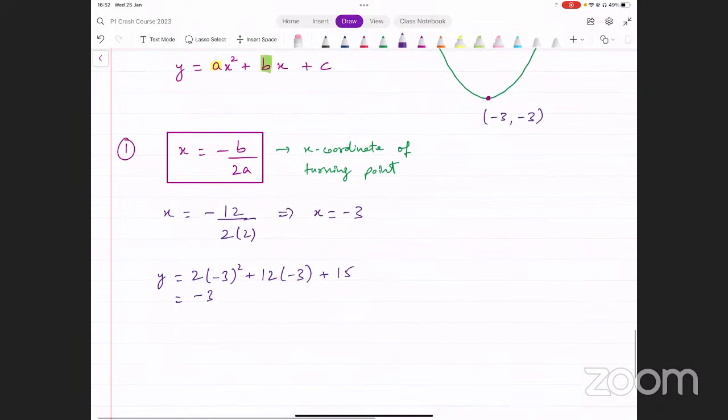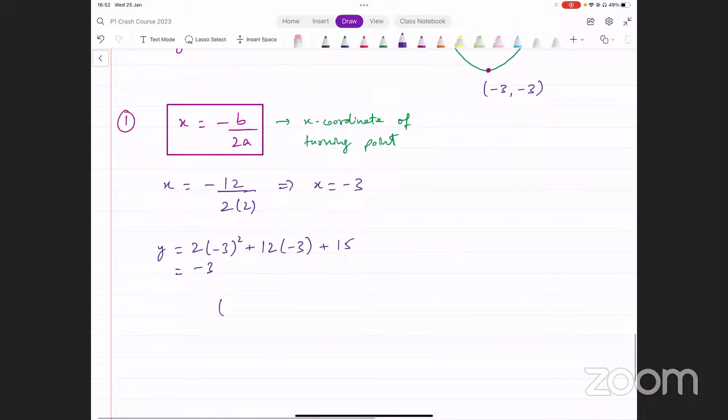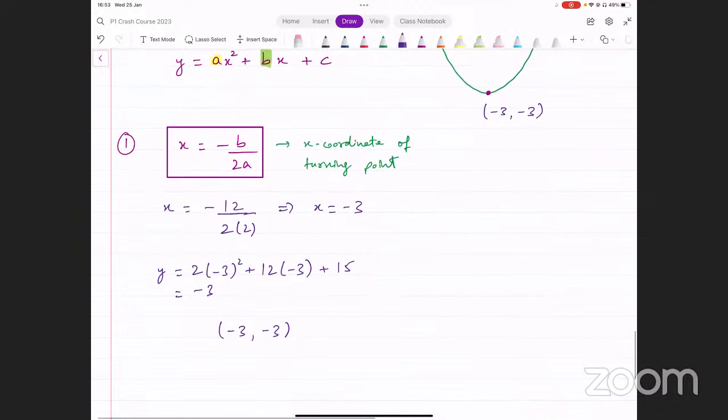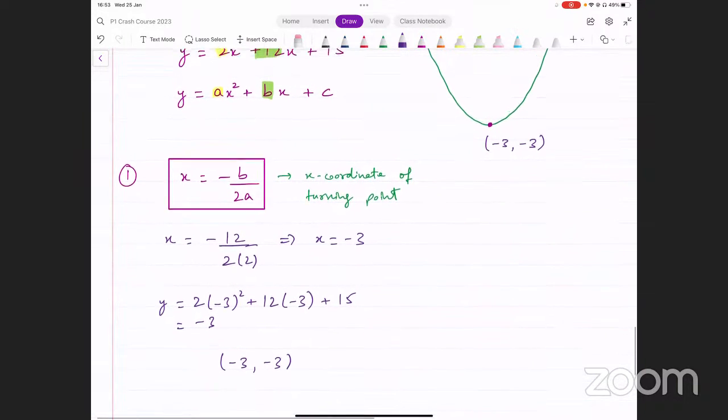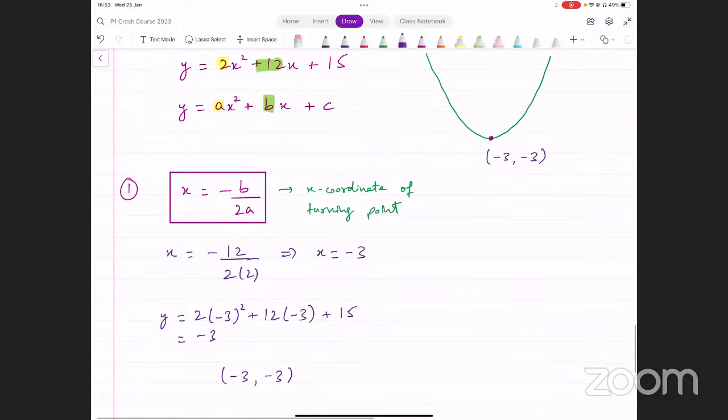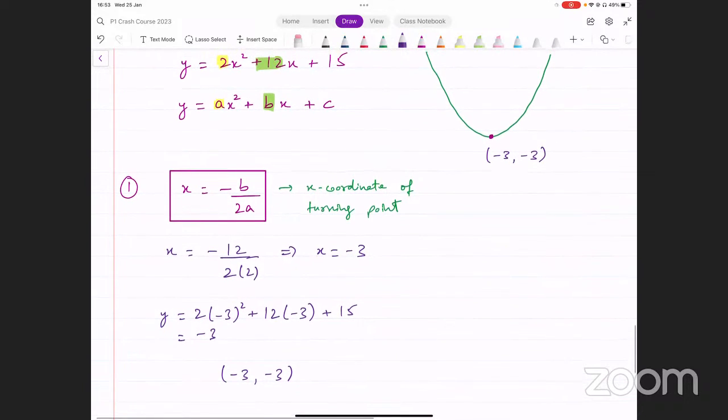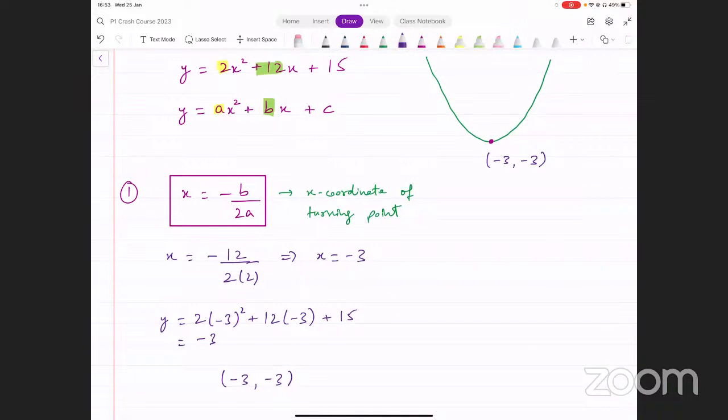So what are the coordinates of the turning point? They are minus 3 and minus 3 in this case. This is how we can find the turning point of any quadratic function, minus b over 2a. All right. Now let's quickly try to make sense of why this is working.